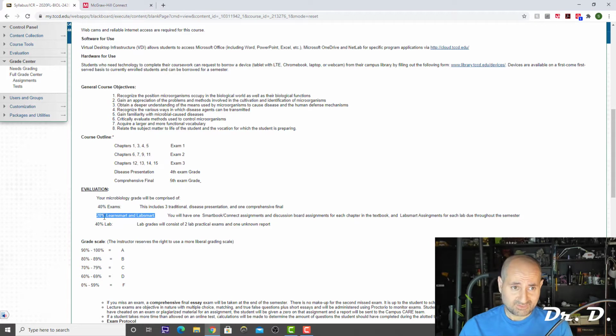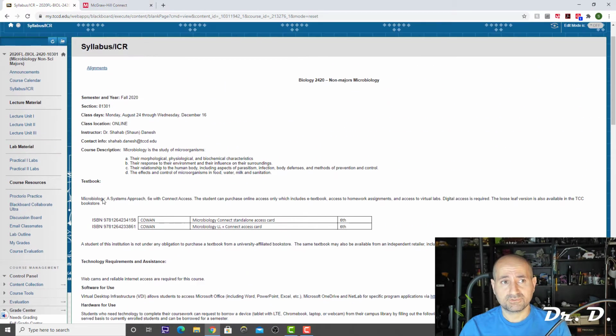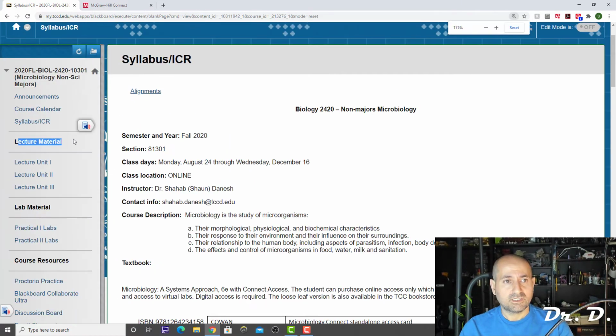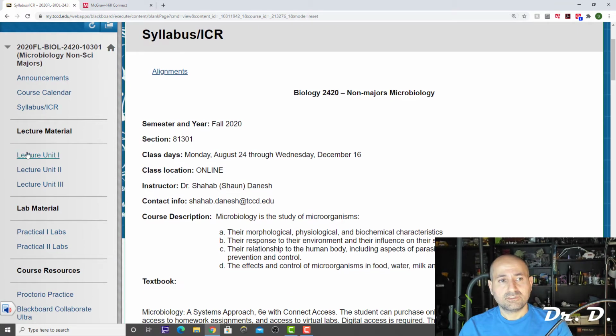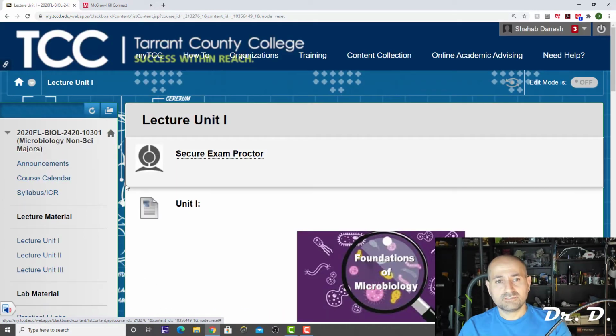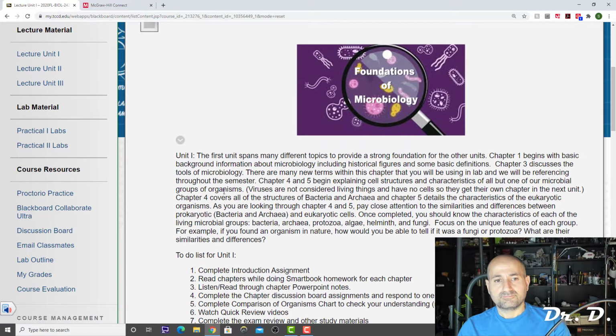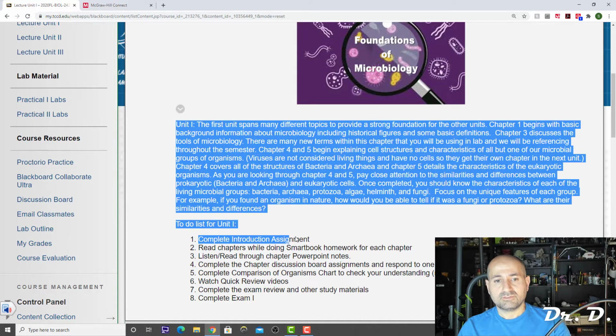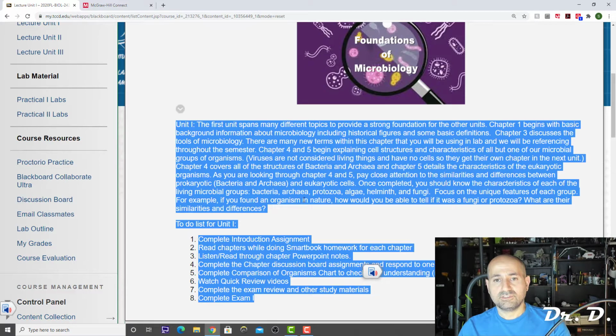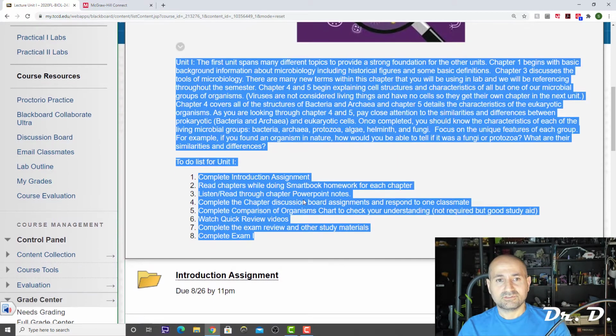The exams, how do the exams work? Well, on eCampus, the exams can be found under lecture material here. Let me zoom in a little bit. You've got your lecture material. You've got lecture unit 1, lecture unit 2, and lecture unit 3. So let's click on lecture unit 1. All right, here we go. Go ahead and read Unit 1's outline. This is what you need to accomplish for Unit 1.